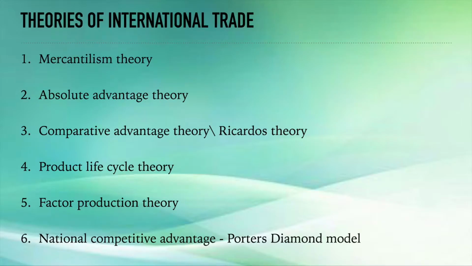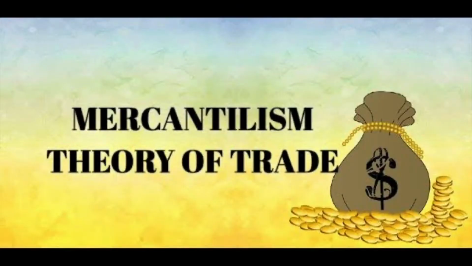So today we'll be moving on towards the various theories of international trade that are given by various economic authors. That is mercantilism theory, absolute advantage, comparative advantage, product life cycle theory, factor production theory, national competitive advantage theory, or it is called Porter's diamond model. Today we'll be studying the first two theories, that is mercantilism and absolute advantage theory. To start with, mercantilism trade.